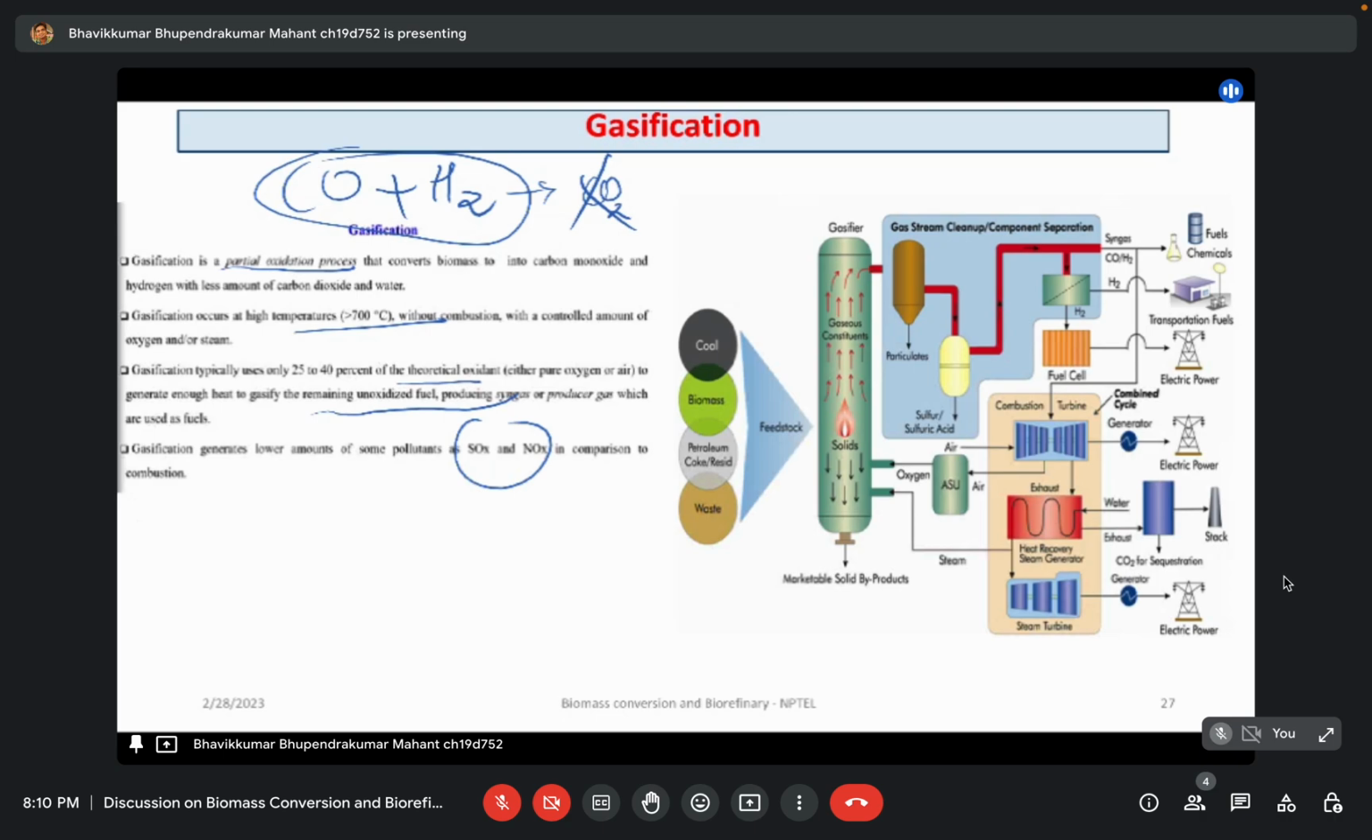So in gasification, if we talk about the different feedstocks of coal, biomass, petroleum coke, and refuse waste, this is general. Mainly we talk about the biomass. If we use it as a solid feedstock and put it into the gasifier, this gasification process takes place in the equipment which we call a gasifier.